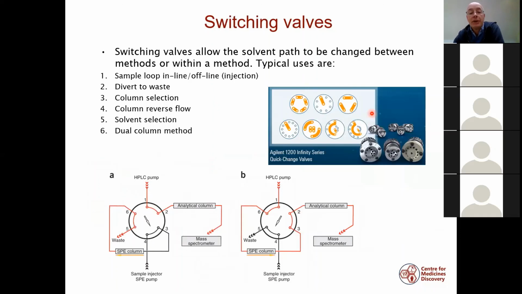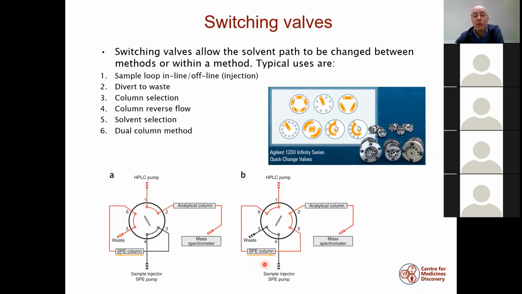Let's say something about switching valves. There are different types of switching valves in HPLC systems, and this is what they can be used for. So you always have one in the sample loop. You can have a divert valve, so you can divert sample to waste from the mass spectrometer. You can select different columns. You can reverse the flow. This is an example of how you might do that. You can select different solvents, and you can also have a dual column method.